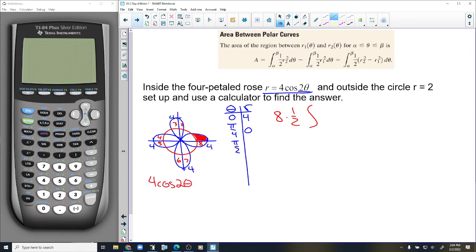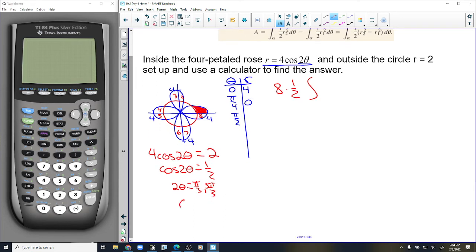4 cosine of 2 theta is equal to 2. So cosine of 2 theta is equal to 1/2. Divide by 4, 1/2. Well, cosine is a half at pi over 3. And there's another one at 5 pi over 3 if you want that one. So the theta that I'm looking for is pi over 6. I could use 5 pi over 6, but all I really need is the pi over 6. This intersection point right here is pi over 6. That's what I need. So to get that tiny little piece, I integrate from 0 to pi over 6.